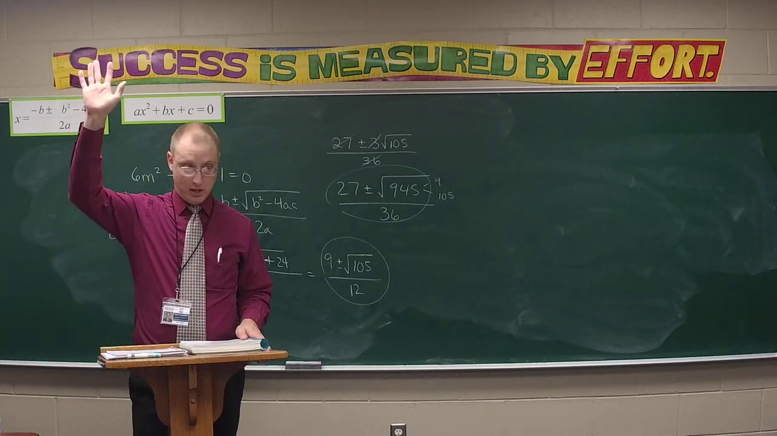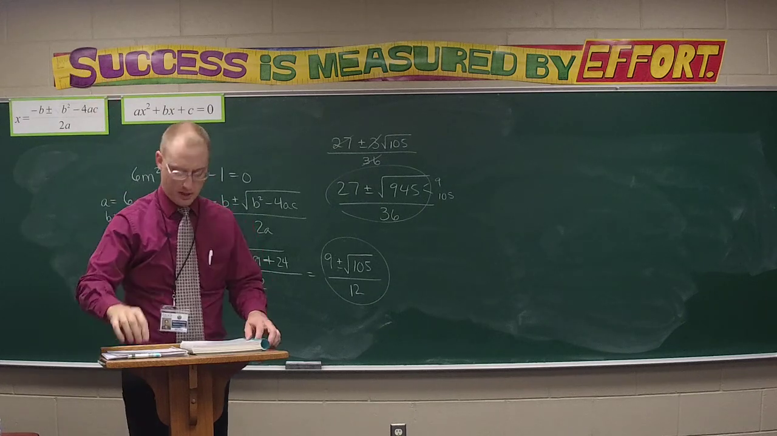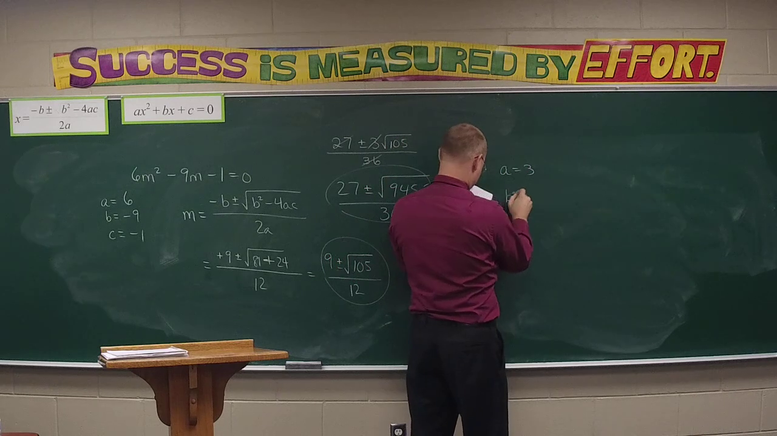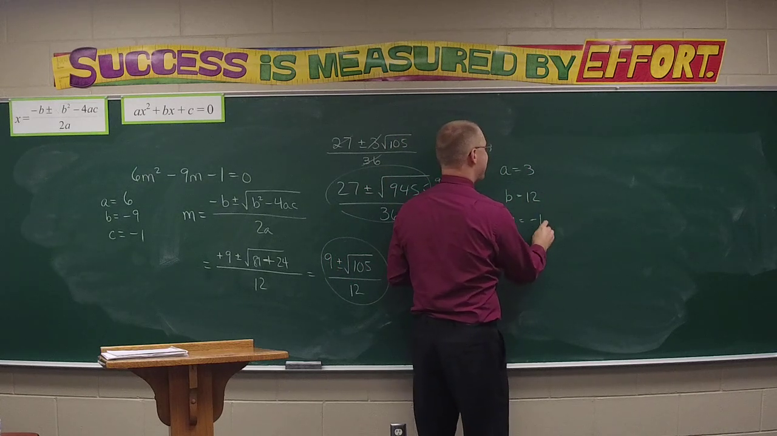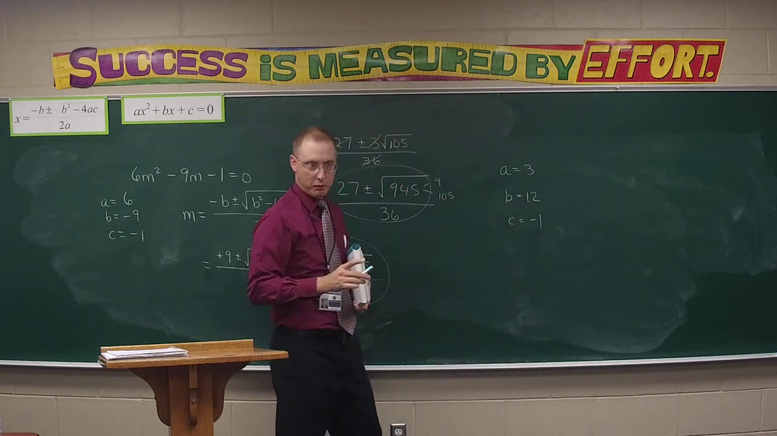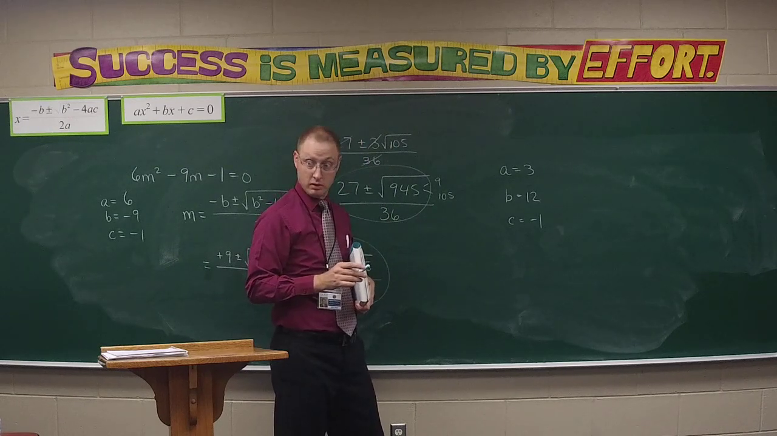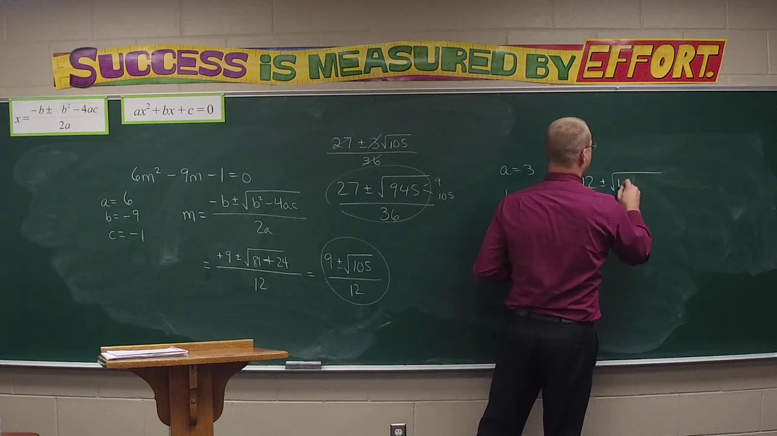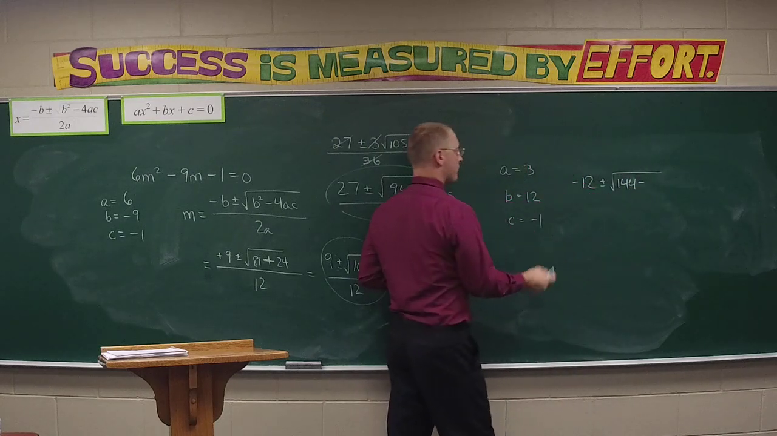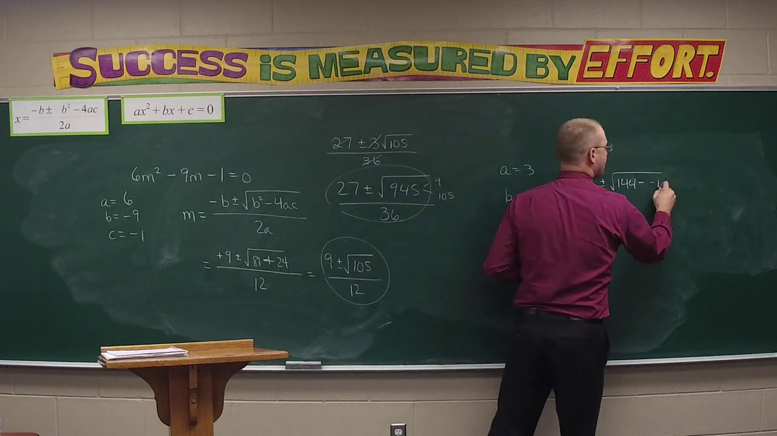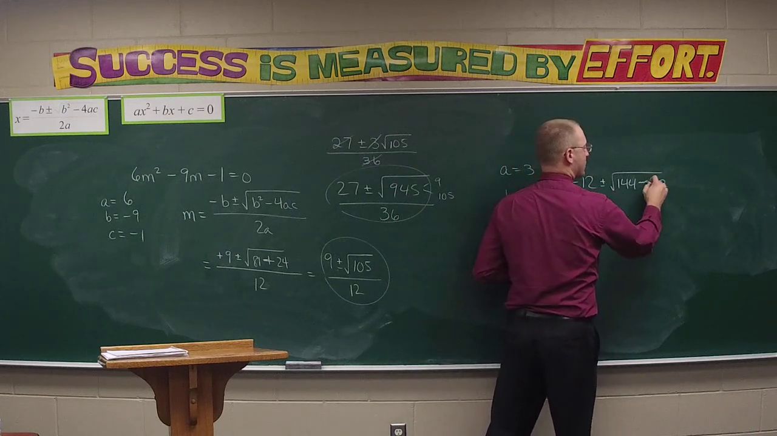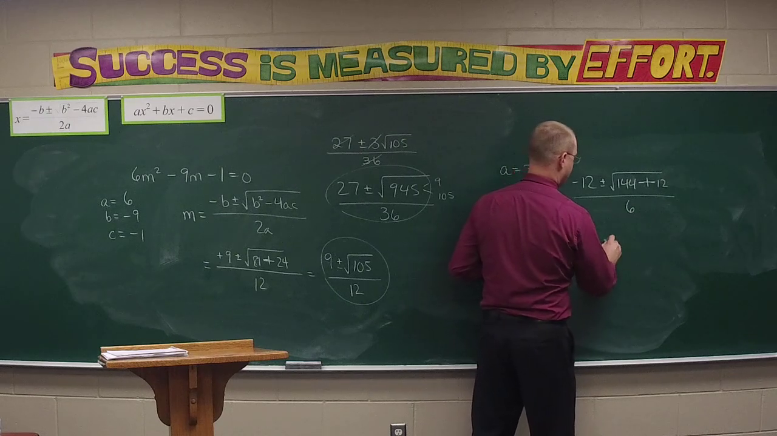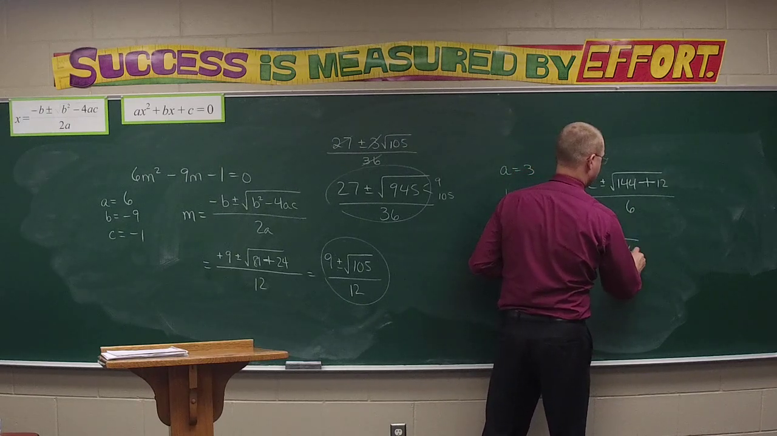How many had that same answer on 14? Ooh, okay, not as many of us. Hopefully, again, we identified A is 3, B is 12, C is negative 1. Check your work. Did you get a negative 1 or did we write 1? All right, so when we plug it in, negative 12 plus or minus the square root of 144 minus 4 times A times C becomes a negative 12 right here. And that's going to add the inverse there. All over 2A is a 6. Gives us negative 12 plus or minus the square root of 156 all over 6.